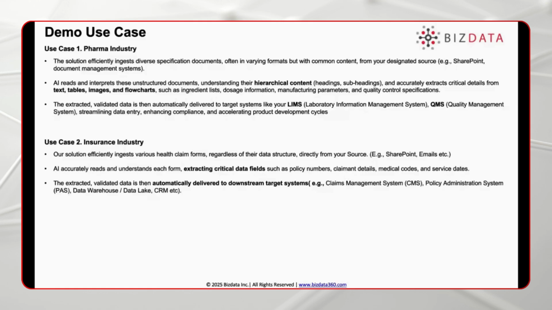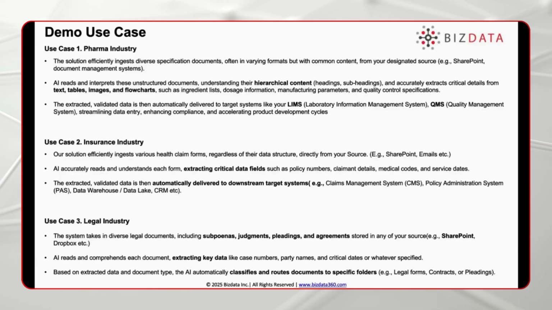Let's go to the legal industry use case. What we want to show here is a little different from the first two cases. Here also we are applying AI document understanding, but instead of simply extracting the data out of these documents, we are going to read each document through AI and understand whether it is a subpoena document, a judgment, a pleading, or an agreement. Based on that, we will do this understanding.